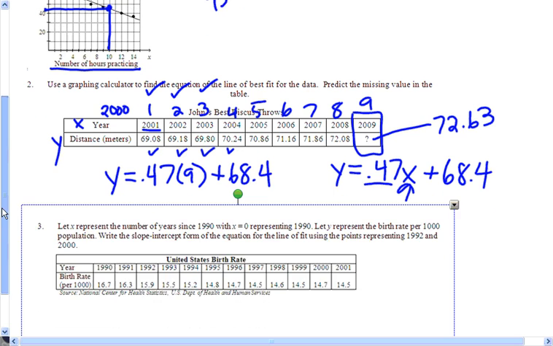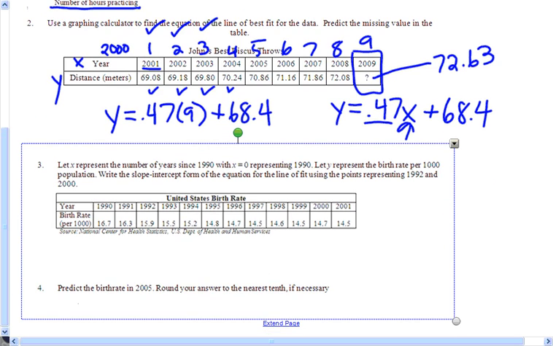All right, for the next problem, again, we have years, so let's do this. Let's let 1990 be year 0, 1991 be year 1, 2, 3, 4, 5, 6, 7, 8, 9, 10, and 11. Oh, on this one, we don't need all the data, though. It says, write the slope-intercept form of the equation for the line of fit using the points representing 1992 and 2000. So we just want this point and this point.